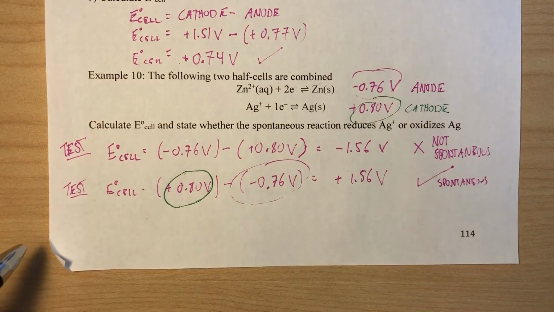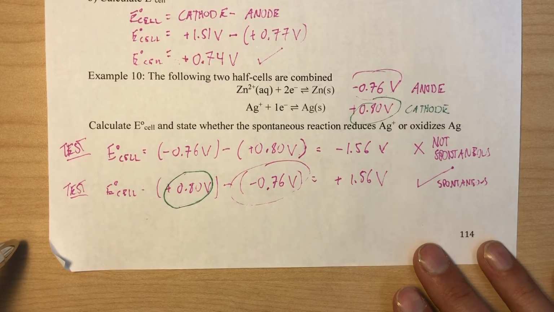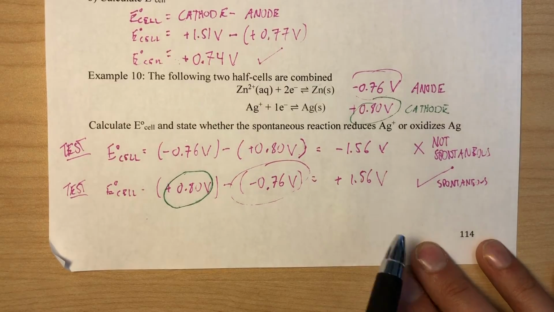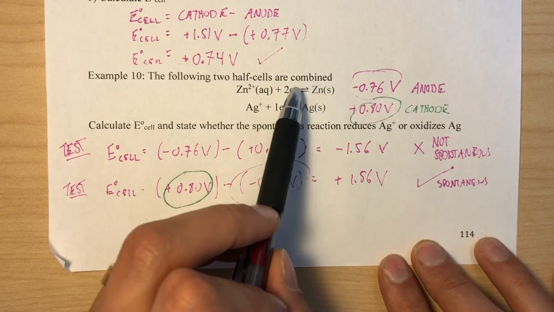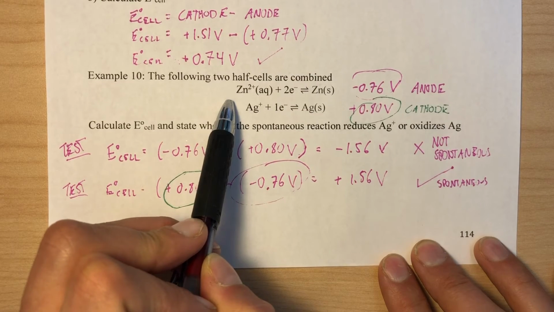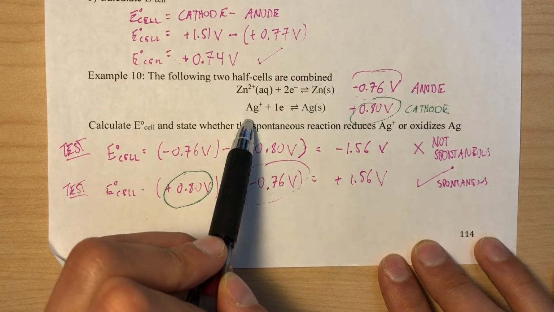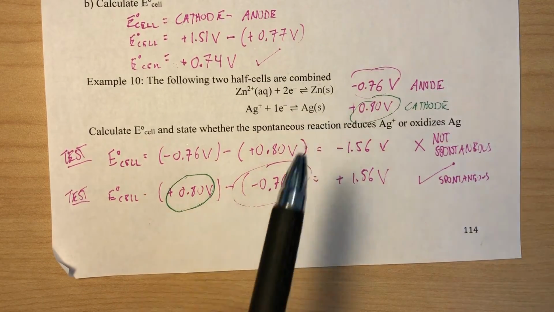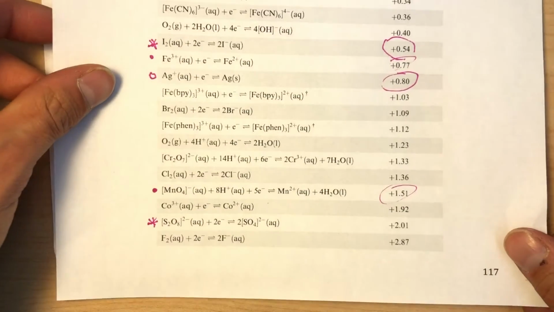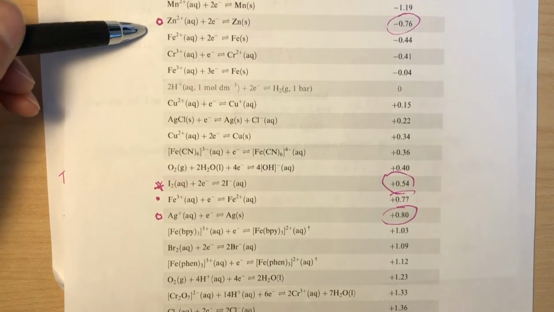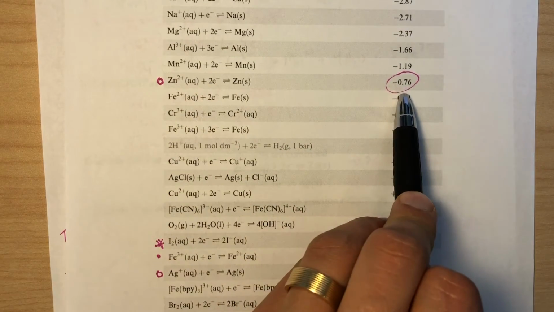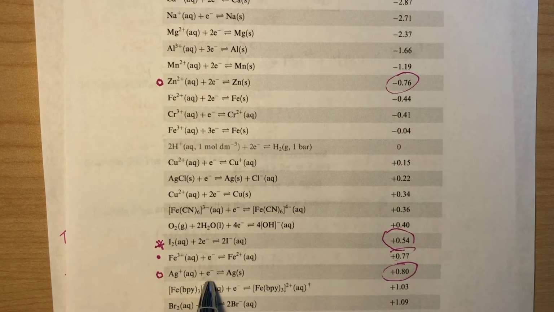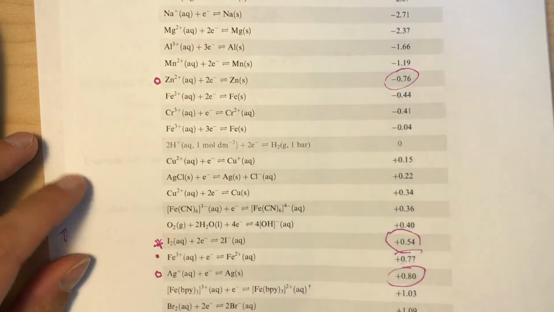Example 10 is what is a little bit more normal for a research scenario where you're trying to see what happens when you combine two things and what reaction would happen. So here we're going to take a look at the following half cells when they are combined. The reaction of zinc 2 plus to form zinc solid, and the reaction of silver plus 1 to form silver solid. So we need to go back to our table on page 117, and we're going to look at zinc 2 plus being reduced by 2 electrons to form zinc solid, which has a reduction potential of negative 0.76. And we're going to look at silver plus being reduced by 1 electron to form silver solid, positive 0.80 volts.